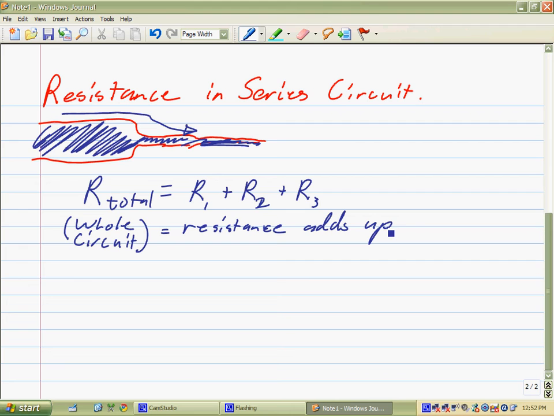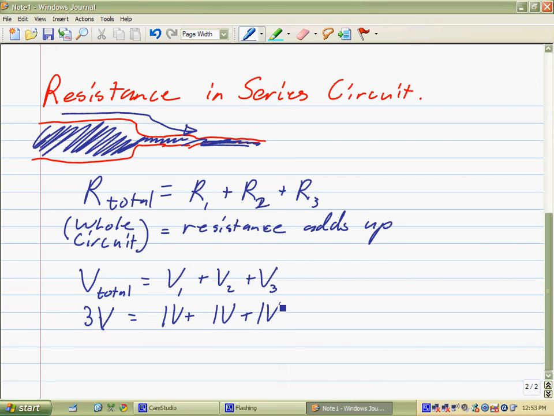What we saw in the lab was that the voltage of the whole circuit, the total voltage across all three light bulbs, equaled the voltage across each individual light bulb. Right, the battery's voltage equaled the voltage across each one. In the lab we saw the 3 volts from the battery equaled the voltage drop across each individual light bulb. Well, so if these all add up, I can also say this.